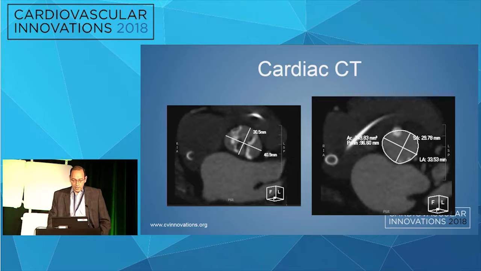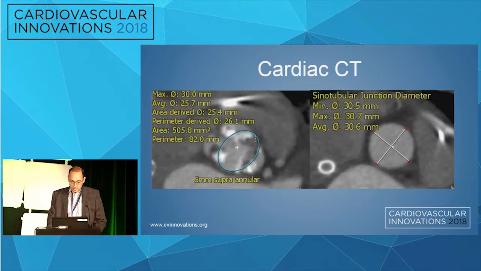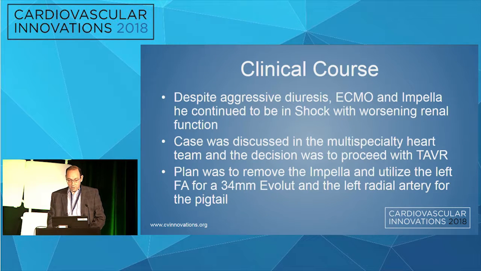We scanned him, and it's a very bicuspid valve, calcified leaflet. Perimeter around the annulus was around 96. And another question Jeff is going to ask me about is supra-annular sizing. If you do supra-annular sizing 5 millimeters above the annulus, you get a perimeter of around 82. So if you do supra-annular sizing, you're talking about a 34 millimeter CoreValve if you want to do it. And you see the CT, you see the ECMO cannula, his STJ is around 30 millimeter.